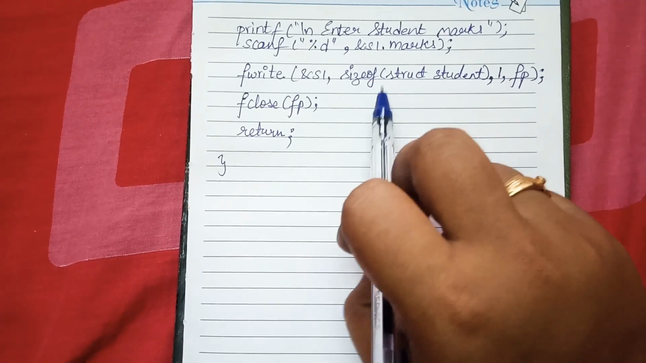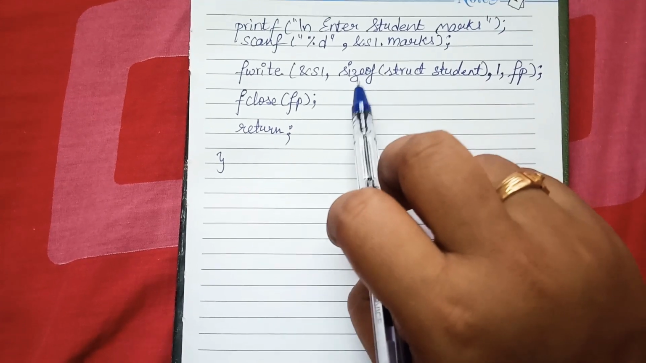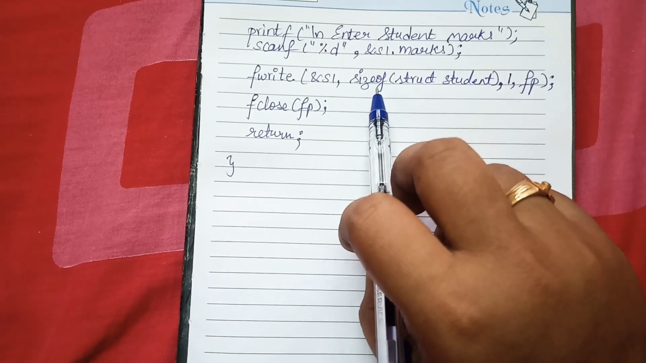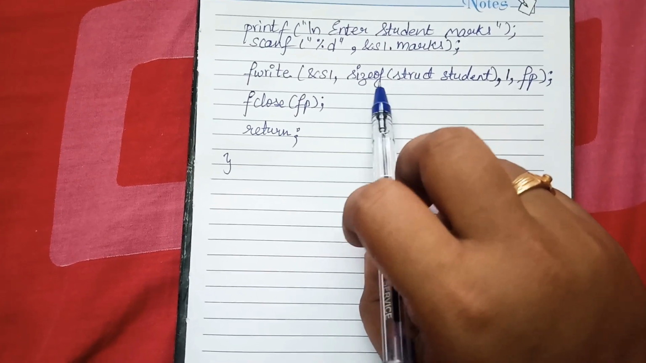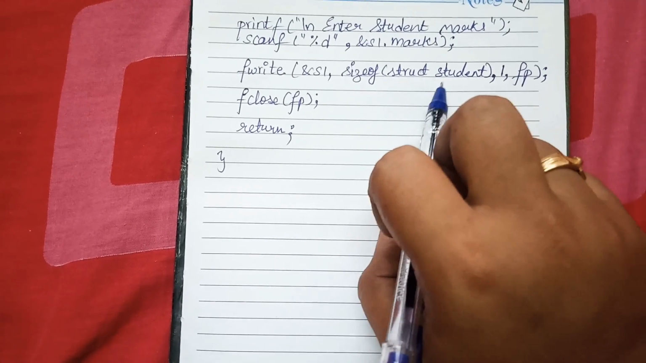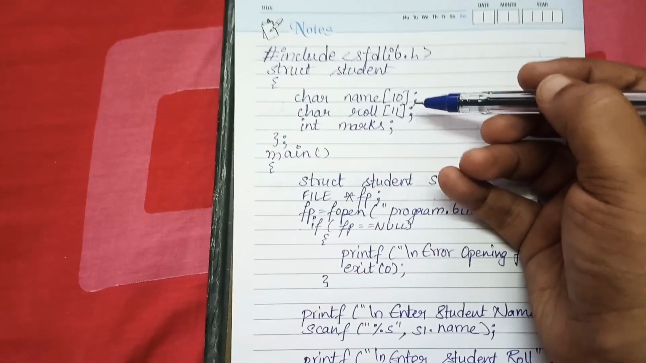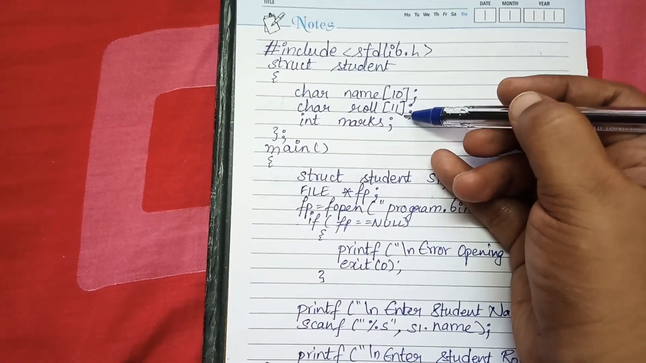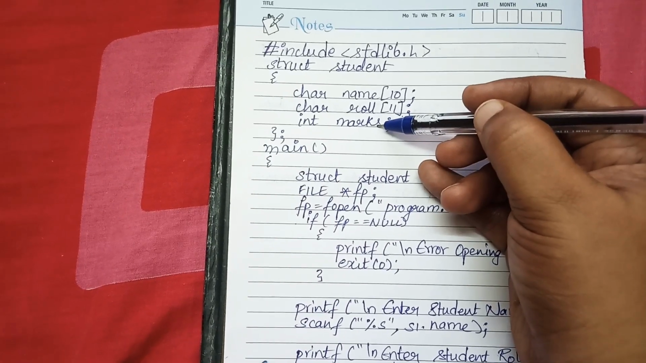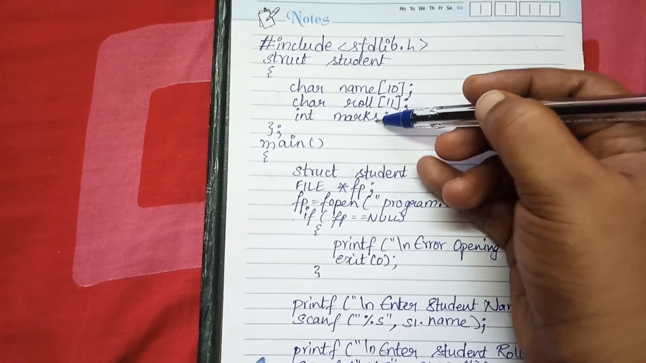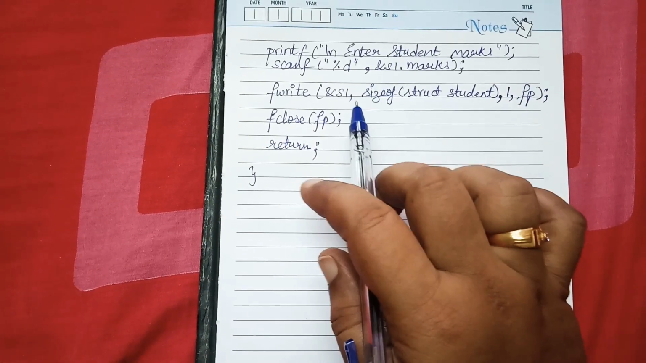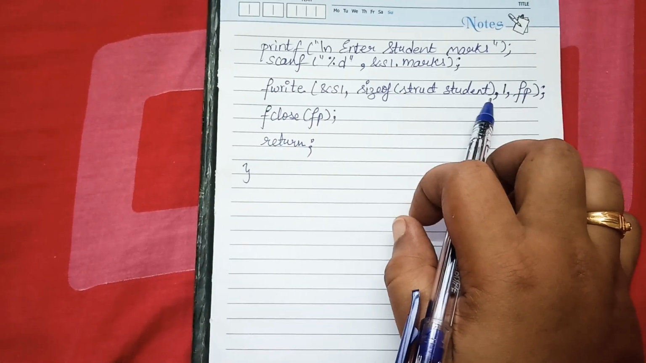How do we give it? We don't know the size of the structure of the student. So I'm using a special operator called sizeof, and in brackets I'm writing struct student. It will calculate how much size struct student is. Here we have name 10 characters, roll number 11 characters, 21, plus 4 bytes for marks. So a total of 25 bytes will be allocated, and this argument is treated as 25 bytes, comma.